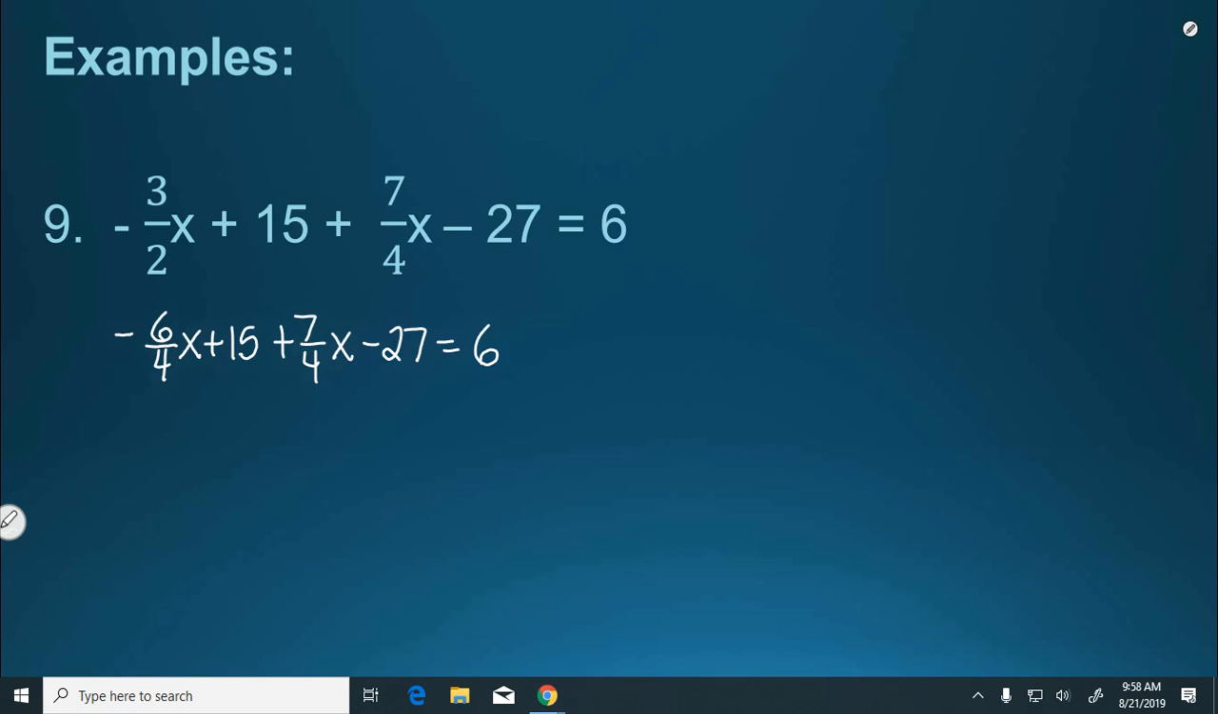Now I can use the substitution property of equality to combine my fractions and my constants. Now, constants are the numbers without the x. We can call those fractions coefficients. The coefficient is always a number in front of a variable. So now when I add those, it's like doing 7 minus 6. So I get 1/4 x. Then 15 minus 27 is like doing 27 minus 15, but keeping the negative. So I get minus 12 equals 6. So here we use the substitution property of equality.